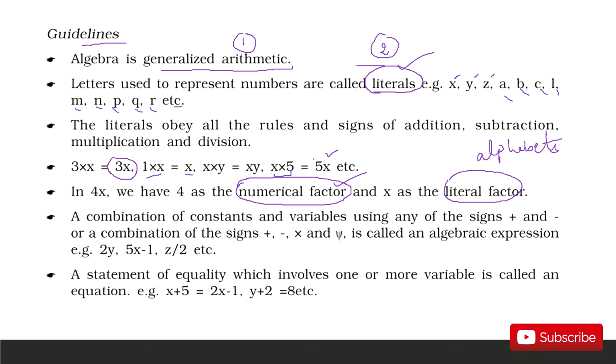So for example, here 5 is the numeral factor, right? Here 3 is a numeral factor.